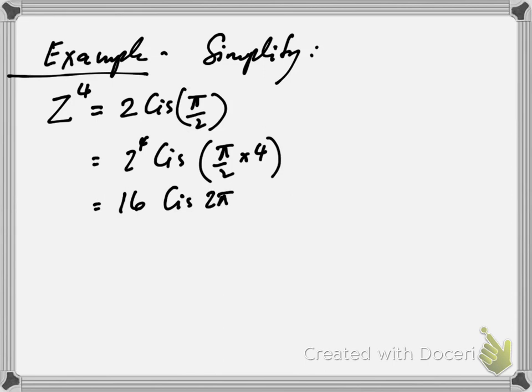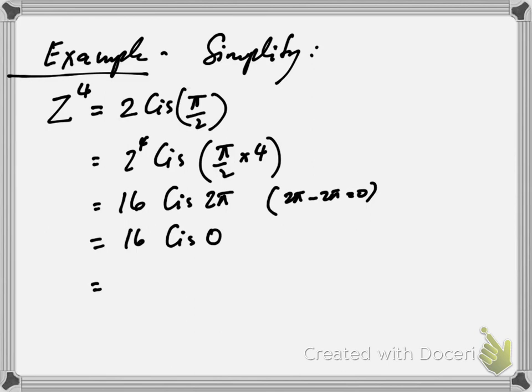Now you have to simplify it further, because it loops every 2 pi. 360 degrees you have a loop. So if you have anything bigger than 2 pi or more, you minus the value with 2 pi. So 2 pi minus 2 pi is 0, meaning this will be 16 cis 0.